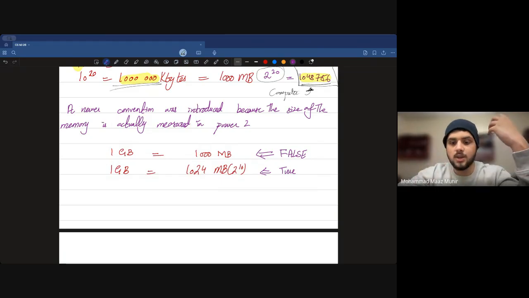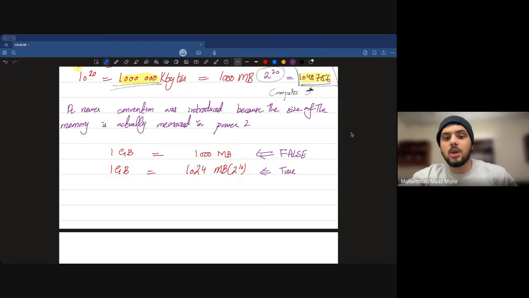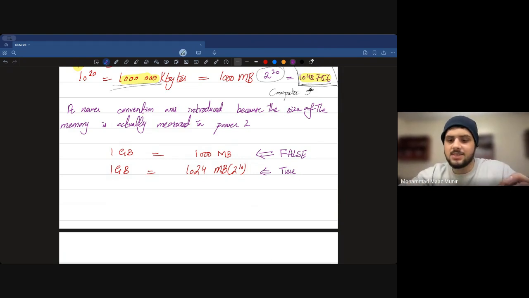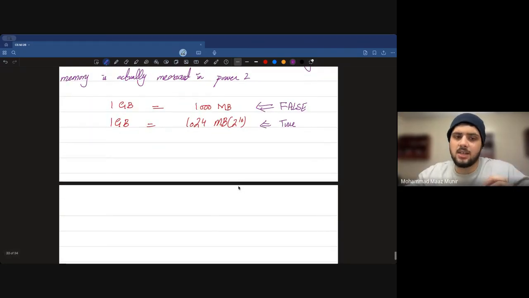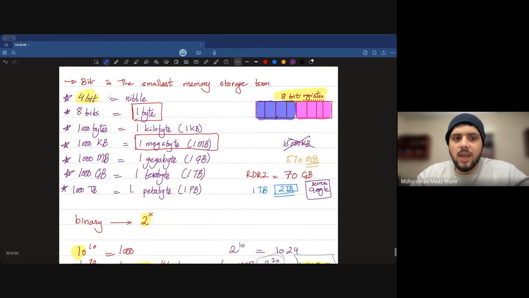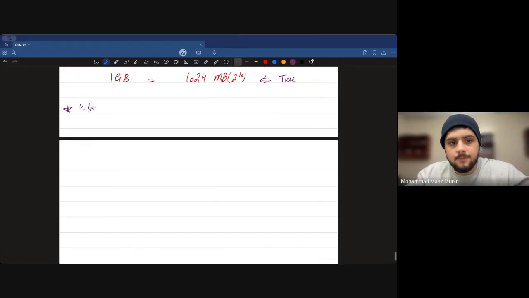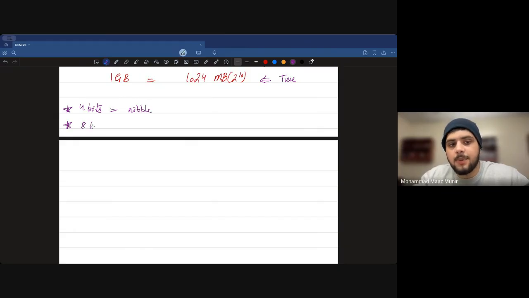For that reason, what computer scientists did was they said, okay, let's keep the normal one there too, which deals in terms of denary values. Let's introduce a newer one, which we are going to call the IEC number system. And we're going to update the names slightly. So, this part is the same: 4 bits equal 1 nibble, because this is 2 raised to power 2. And 8 bits, which is 2 raised to power 3, is going to be 1 byte.